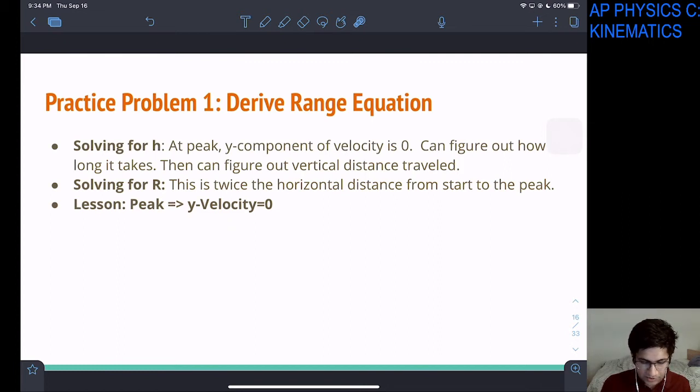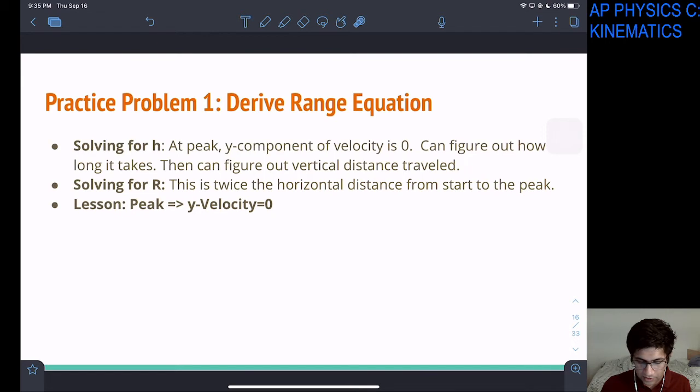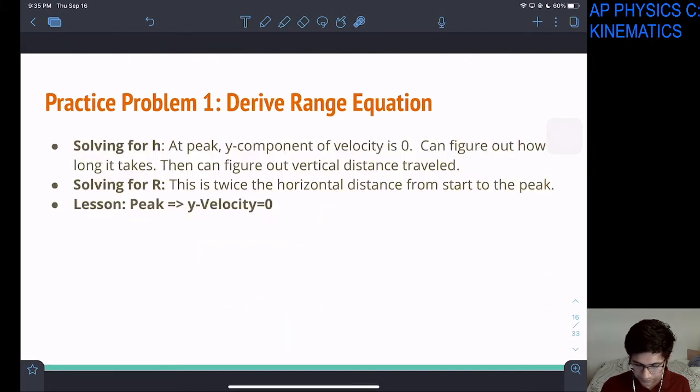Yeah, so just to summarize, we're solving for h. So at the peak, the y component of the velocity is 0. So we can figure out how long it takes. And then we can figure out the vertical distance traveled. That's true also. So we can figure out how long it takes, and we can figure out h also. Now for r, do you remember that at the peak of the trajectory, the particle has coordinates r/2 over here. And if we're traveling the same velocity, the same distance, and there's no acceleration, it'll take the same time to go both halves.